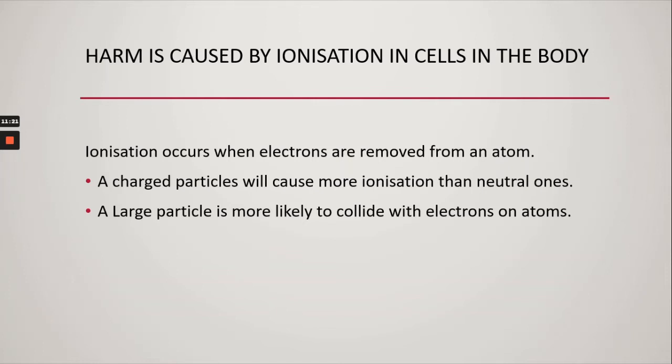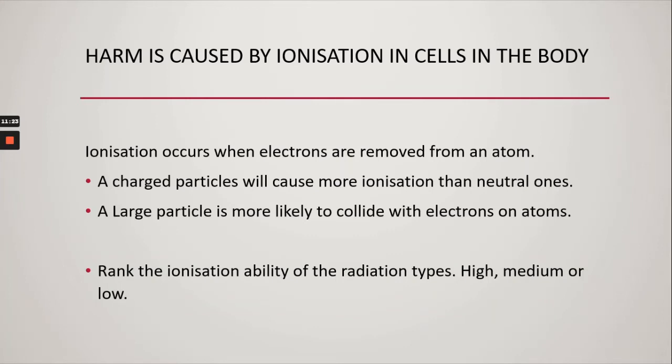So a little bit of problem solving here. Based on these two pieces of information, can you rank the ionization ability of alpha, beta and gamma radiation as high, medium or low? If you want to, you can have a think about that, pause the video and then see if you're right in the next slide.